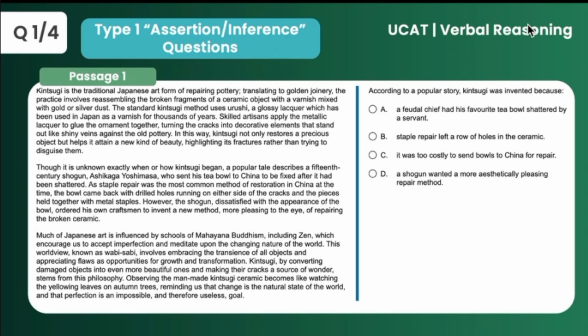Can you hear me? Sorry, can you hear me now? Okay, so I picked D because it says here the shogun was dissatisfied with the appearance of the bowl and ordered them to invent a new method, and so that's why it got invented.